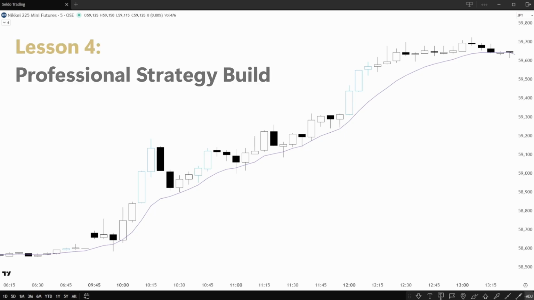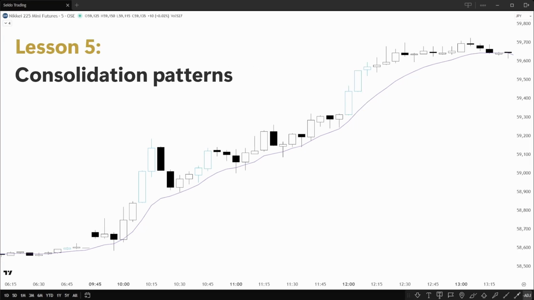That's it for Lesson 4. You now understand the importance of building a structured trading strategy, and you have the tools to develop your own strategy in the future. In the coming lessons, we'll cover consolidation patterns, including flags, inside bars, and trading ranges.